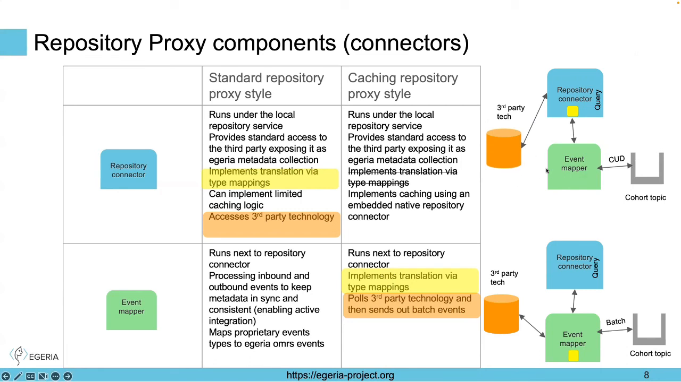There should be another topic for the third-party technology here, with events coming in. And when those events come in, they're mapped into the Egeria format. The mapping is done in the repository connector. In both cases, we have a query API.